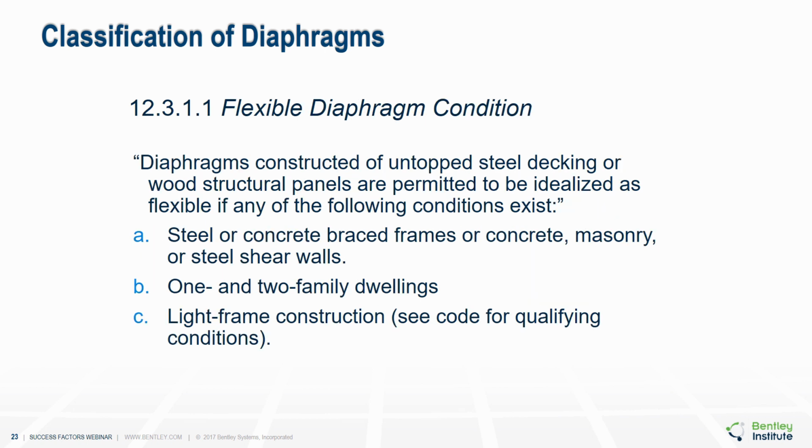Section 12.3.1.1 of ASCE 7 defines conditions whereby a diaphragm may be classified as flexible without any further investigation or computation. Steel decking and wood flooring are explicitly mentioned in this definition. Note that steel roof decking on brace frames automatically qualifies as flexible, while steel roof decking on moment frames does not automatically qualify as flexible, although as we'll see later that it may be shown to be so by further computation.